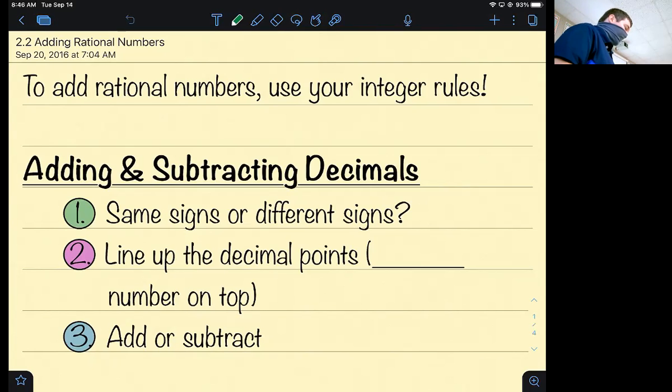All right. Section 2.2 is titled Adding Rational Numbers, and that's very misleading because even though it says adding rational numbers, we are going to do some subtraction today. Why? Aiden, we are using decimals. We're going to use fractions as well. We're using negatives. That's right.